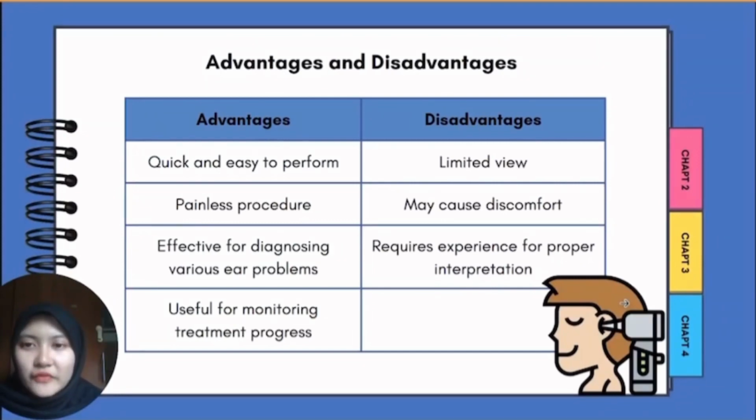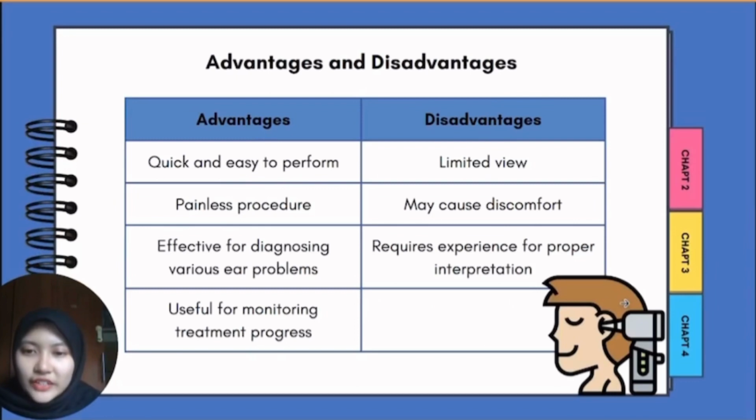First, let's go through the advantages of otoscopy. The first advantage is that it is quick and easy to perform. Otoscopy is a quick and easy procedure that can be performed in just a few minutes. This makes it a valuable tool for diagnosing ear problems in both children and adults. Second, it is painless. The otoscope is a small, lighted instrument that is inserted into the ear canal. The otoscope does not touch the eardrum, so it does not cause any pain.